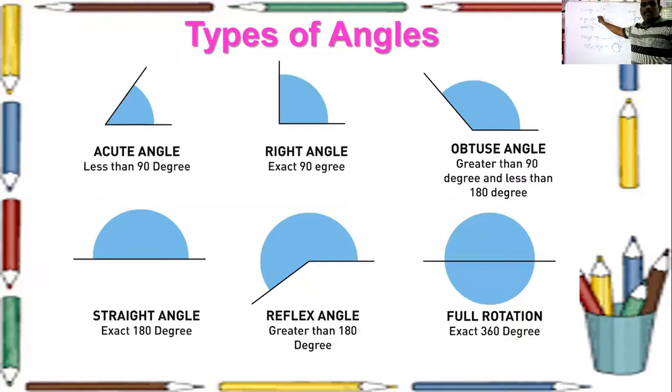Acute angle is the angle less than 90. Right angle is the angle which is exactly 90. Obtuse angle is the angle which is more than 90. Straight angle is always 180. Reflex angle means more than 180, or 360 minus acute angle. Full rotation means 360, which is 180 plus 180.